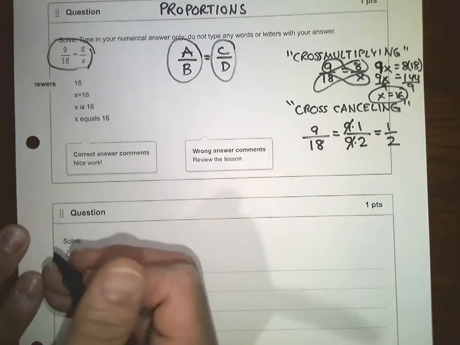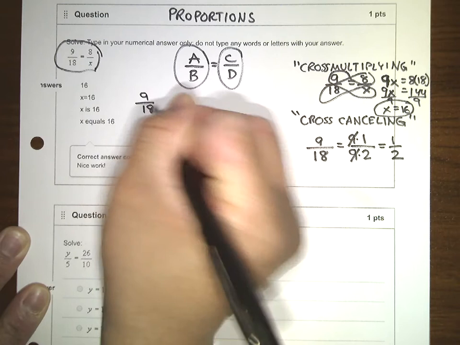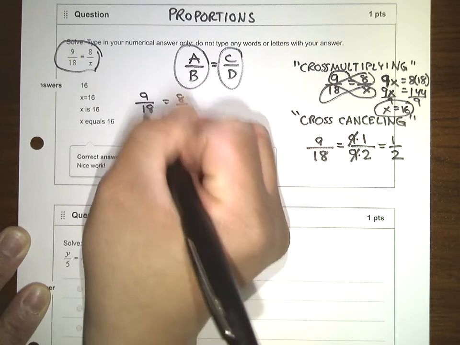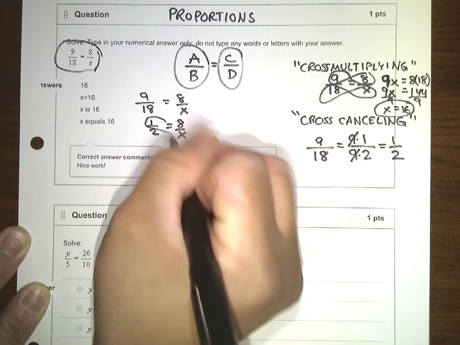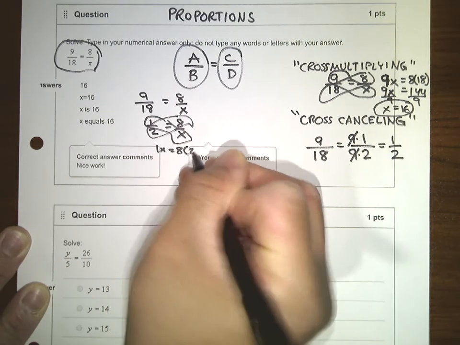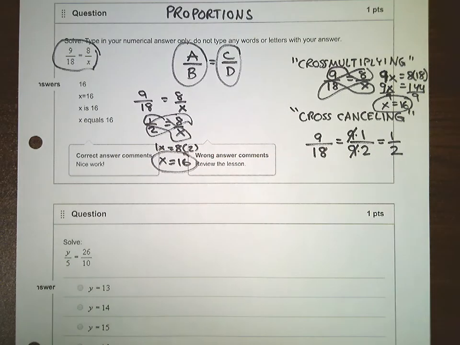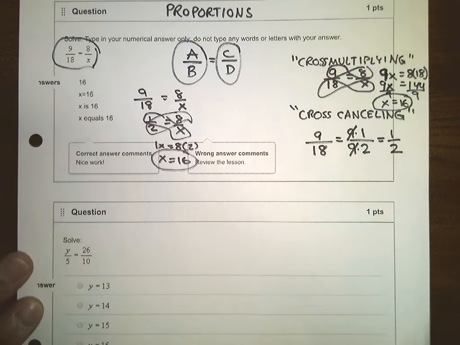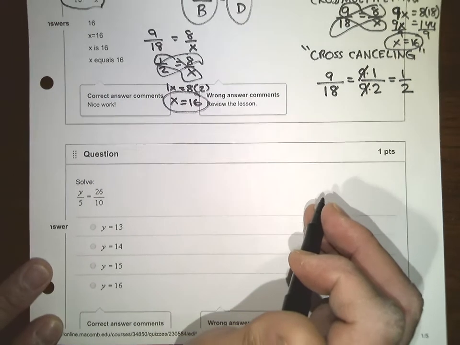Now, you might be asking yourself, what if I did 9 over 18 equals 8 over x, and I realized that 9 over 18 was 1 over 2, and then I cross multiplied? Well, then I get 1x equals 8 times 2, or just x is 16, and that was much quicker. So if you can reduce the ratio first before you cross multiply, sometimes that is the better thing to do.